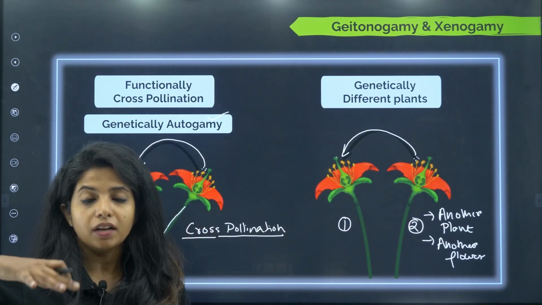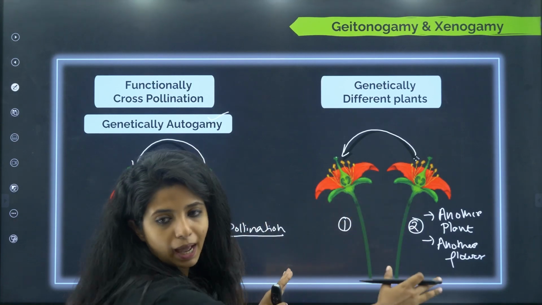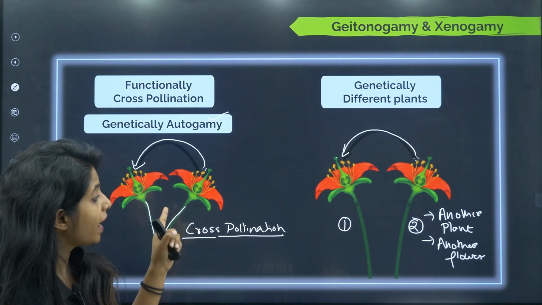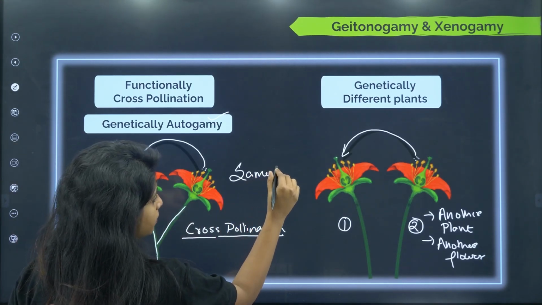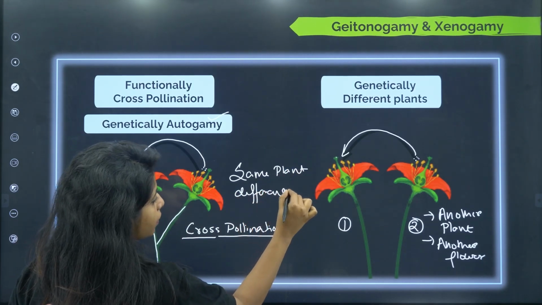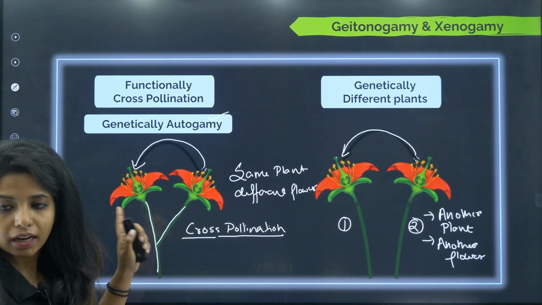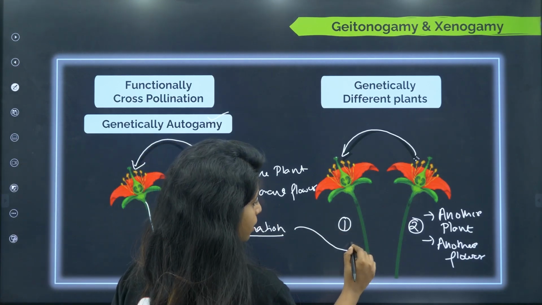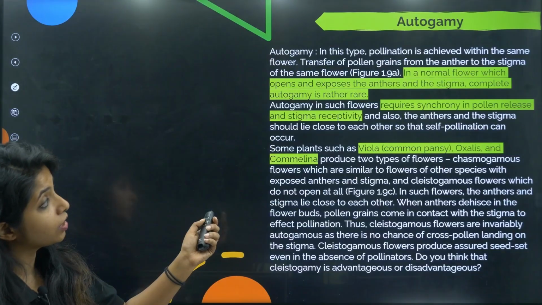It is not like different species. I am not talking about different species. It is about the same species, but different plants. So, one plant is there, another plant is there, cross pollination is happening over here. In geitonogamy, what is happening? Same plant, but what, children? Different flower. Same plant but different flower. It is showing cross pollination, but this is the one that shows true cross pollination. So, this is also showing cross pollination, but this is the more accurate form of cross pollination. Now, going ahead and talking about them in detail.